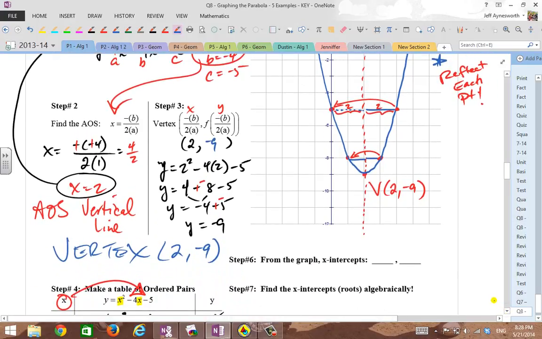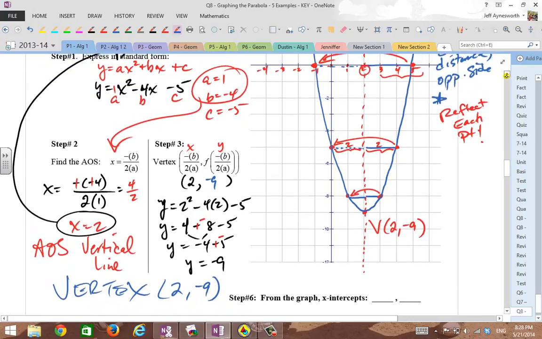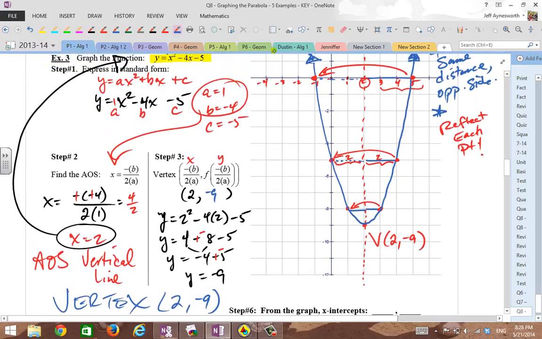All right. Now, what are the x-intercepts? Well, you can see them graphically. I see one right here at negative 1 comma 0. I see one right here at 5 comma 0. These are called x-intercepts. Why? Because this is where the parabola intersects the x-axis, right here and right here. All right, so negative 1 comma 0 and 5 comma 0.